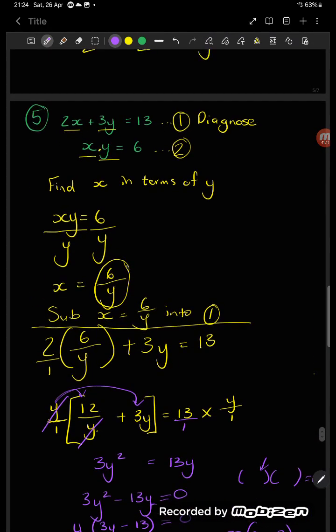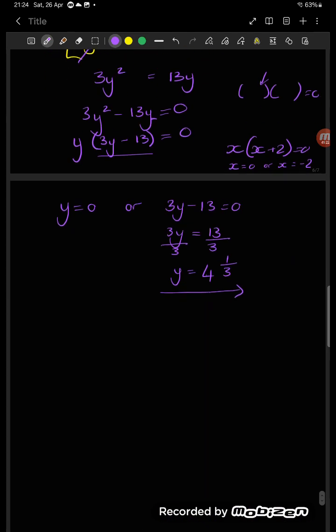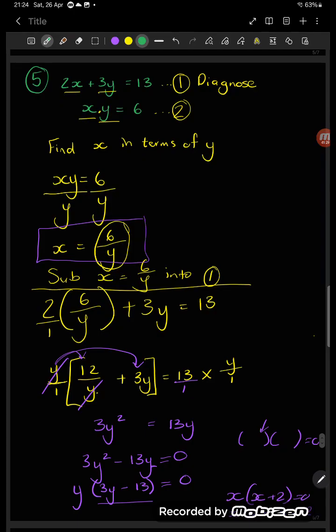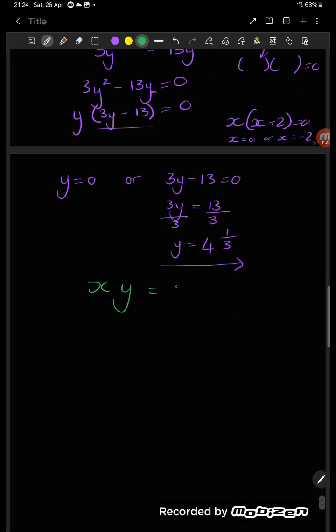Because I have x in terms of y, but I don't actually have x. So I've got to put in y's value to find x. So I know that xy is equal to 6. So I can put in either one of these numbers.